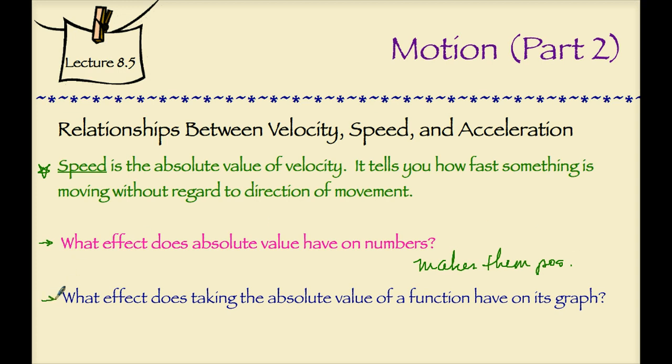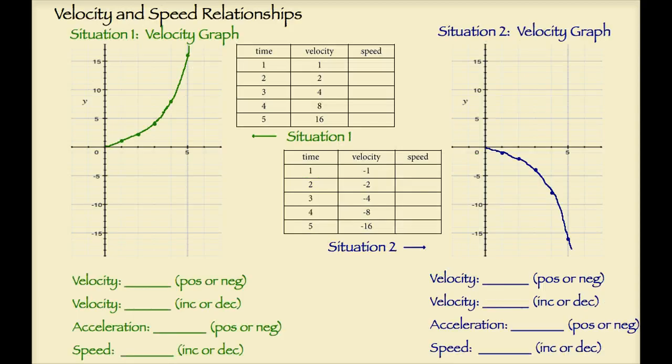What effect does taking the absolute value of a function have on its graph? Essentially, it will take any part of the function that's below the x-axis and reflect it above. So nothing will be below the x-axis, it will be reflected above the x-axis. Let's examine a few situations and come to some conclusions about the relationship between velocity, speed, and acceleration.